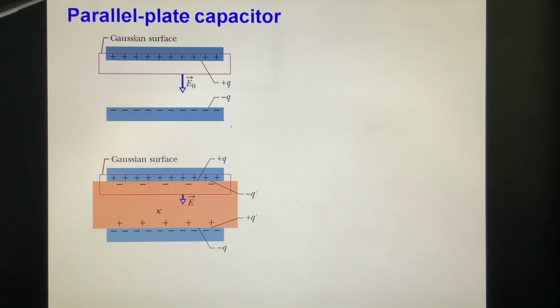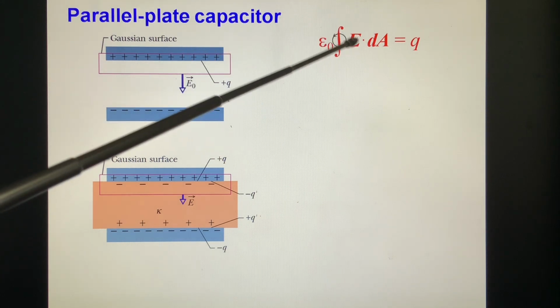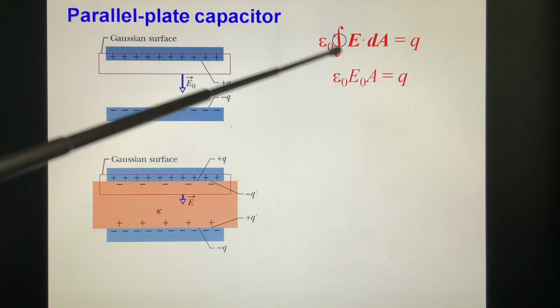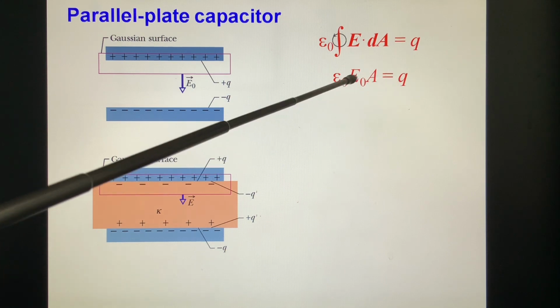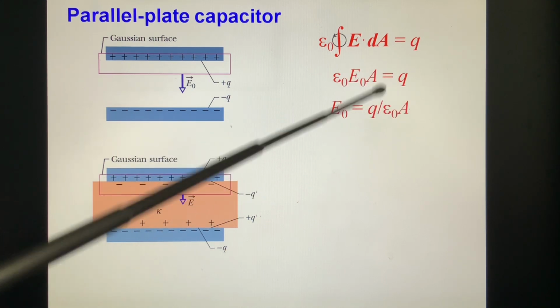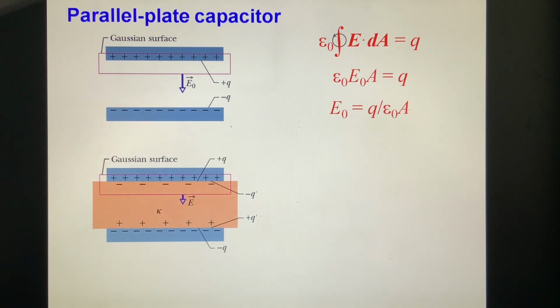Now, next, I will prove this law in a special case. The special case is a parallel plate capacitor. Now, this is a parallel plate capacitor in vacuum. We are quite familiar with this one. How do we find E? We make a Gauss surface, which is a rectangular box, right? And we get epsilon 0 E0 A equal to Q, and E0 equal to Q over epsilon 0 A. So that's what we have done already. I'm not going to repeat it, okay?